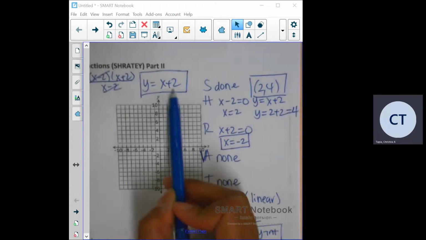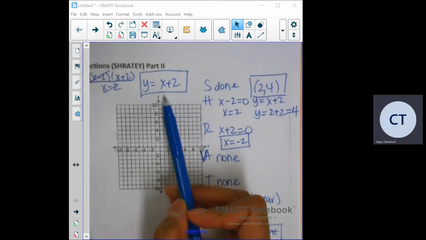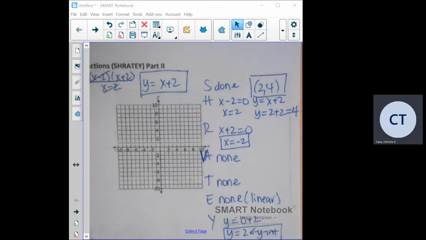Because we don't have a denominator. You even told me that. We have 1 in the denominator, but it's not going to affect my graph at all. It's just a linear equation.